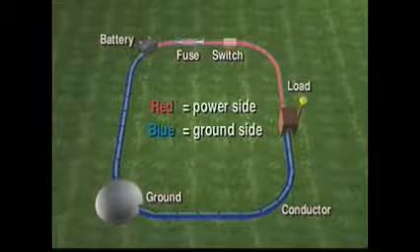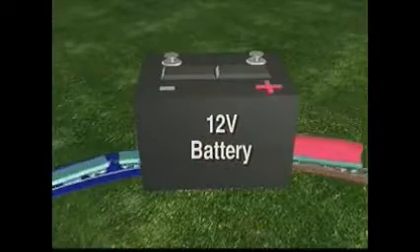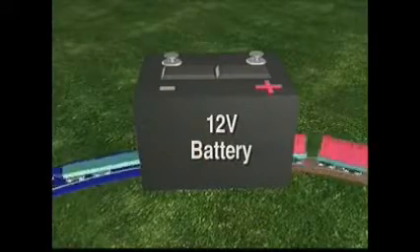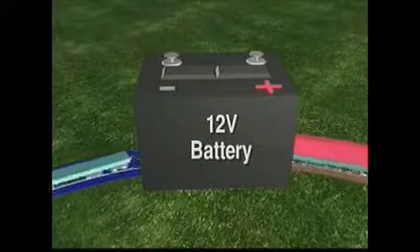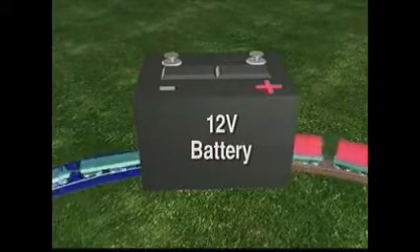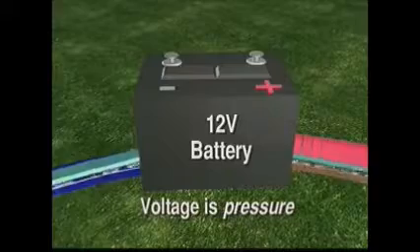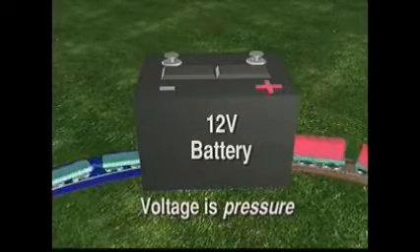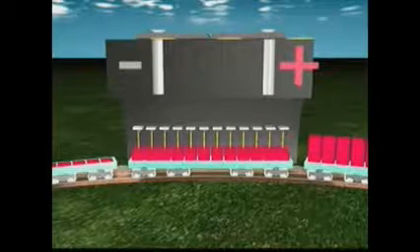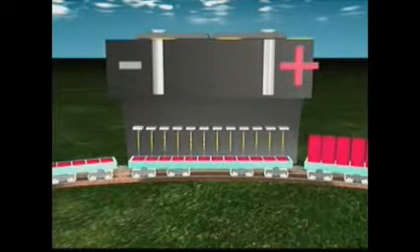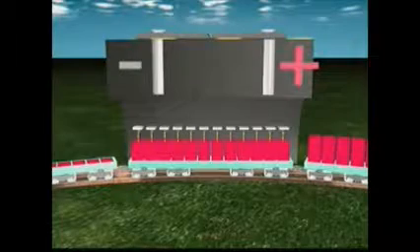Let's see how this circuit actually works. It all starts at the battery. The battery produces voltage through a chemical reaction. Voltage is the pressure that pushes electricity through a complete circuit. If we look inside our battery, we can see the freight cars being filled with voltage and pushed out through the positive side. After the voltage is used up by the load, the empty cars come back to the battery through the negative side and are refilled again to complete the circuit.